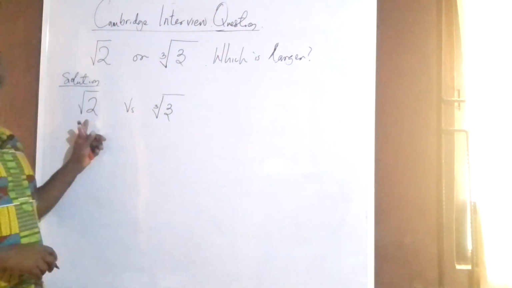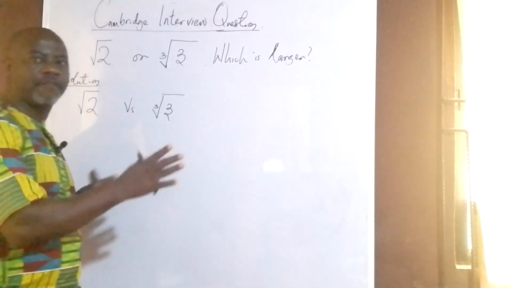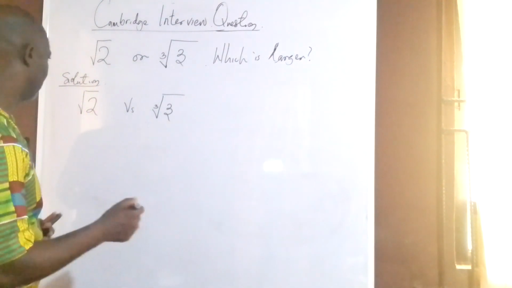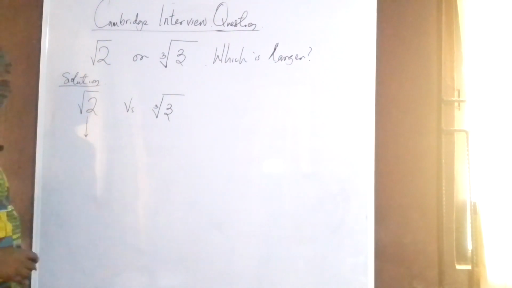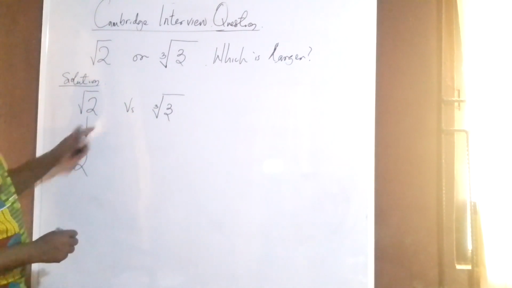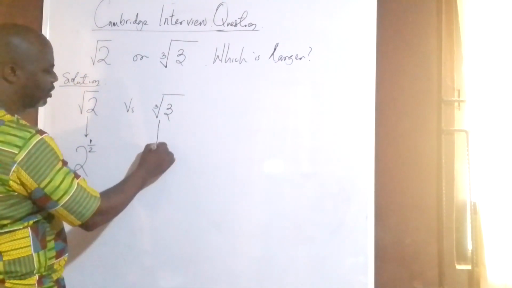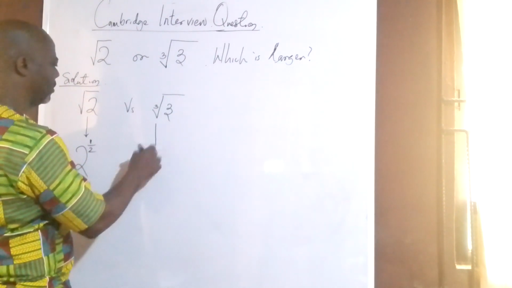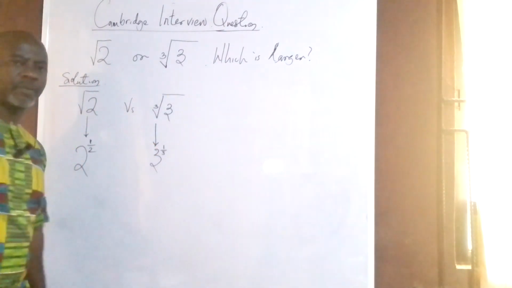If we have square root of 2 and cube root of 3, which of these two is larger? It is very easy. What we are going to do is first write both of them in index form. So square root of 2 in index form is 2 to the power of half. And the cube root of 3 written in index form is 3 to the power of 1/3.